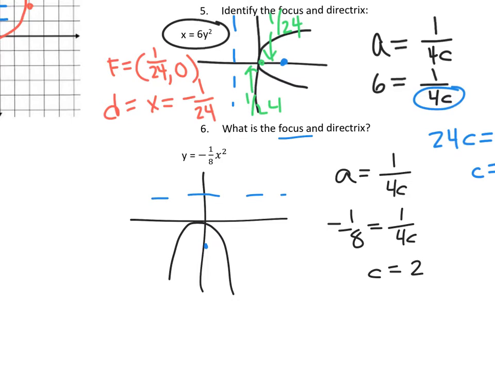Whichever way you look at it, c is a distance. So you could take the absolute value of a. I see people do it, or you can just ignore the negative, which I guess is absolute value. So this distance is 2. If that distance is 2, the focus is going to be at (0, -2), and your directrix is going to be a horizontal line, y = 2.